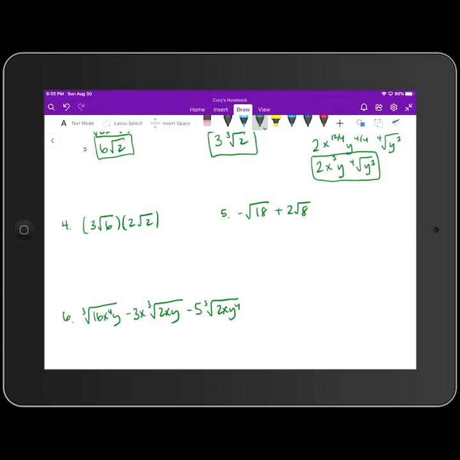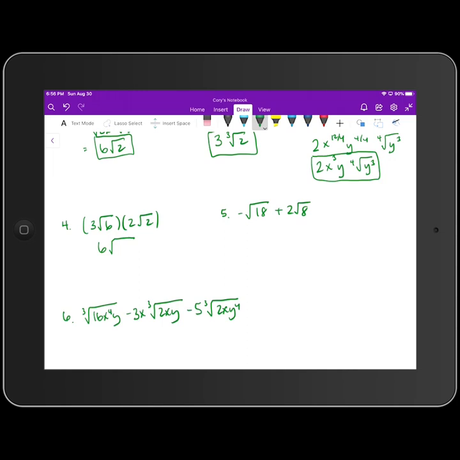All right, let's look at 4. With number 4, we have 3 rad 6 times 2 rad 2, and we're multiplying those two things together. If I'm going to multiply those two expressions together, I'm going to multiply the factors that are not underneath a radical. So we have 3 times 2 gives us 6. And then I can take the two factors that are underneath the radical. When I multiply rad 6 times rad 2, I can take that and combine it under a single radical.